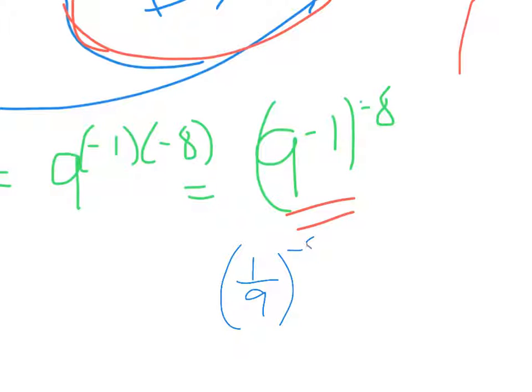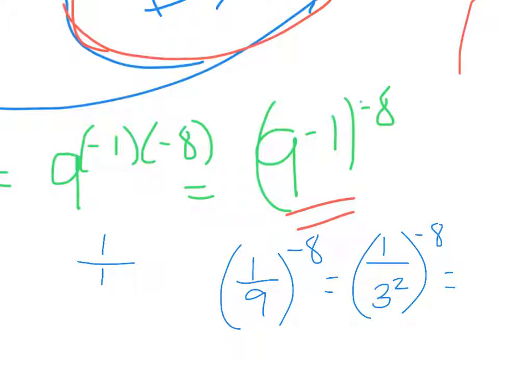to the minus 8. And so if you want to prove that that's right, you'll say, well, that's 1 over 3 squared to the minus 8, okay, which equals 1 over 3 squared to the 8th, and you can see you get it that way.